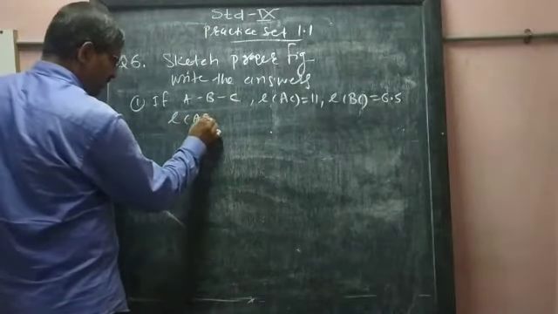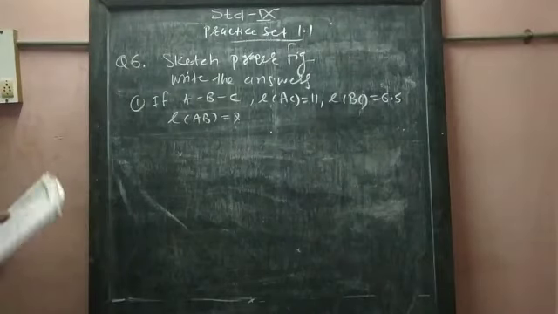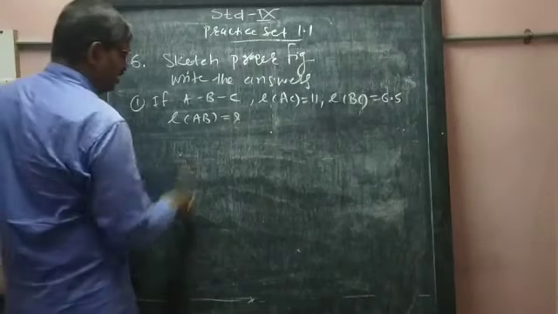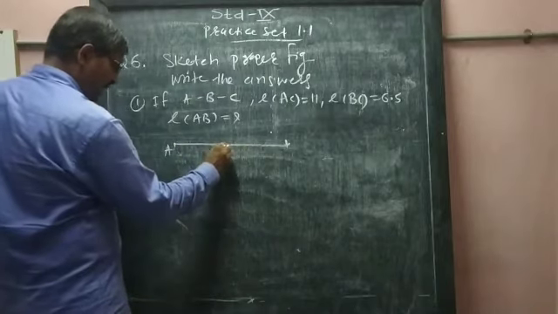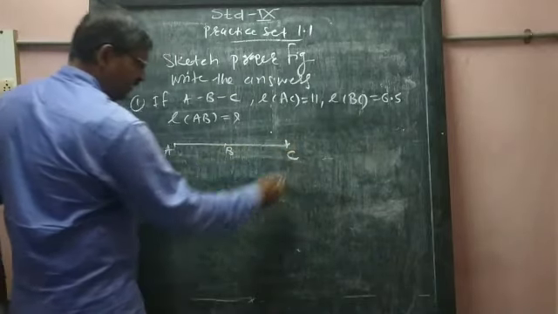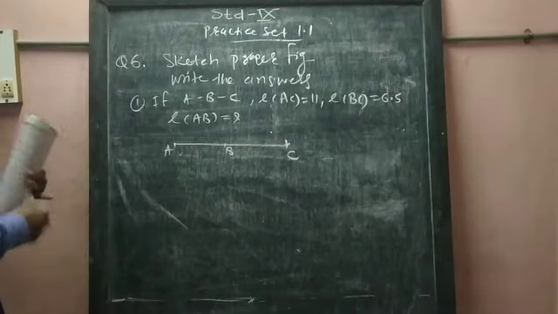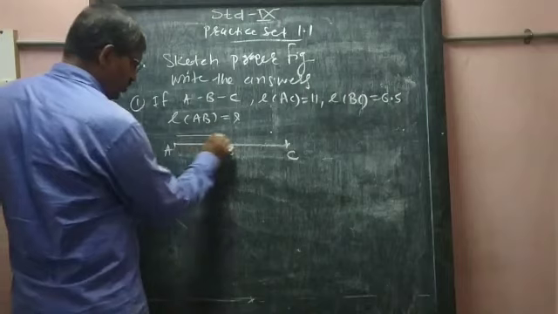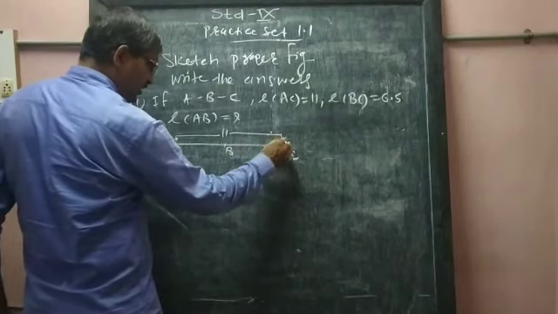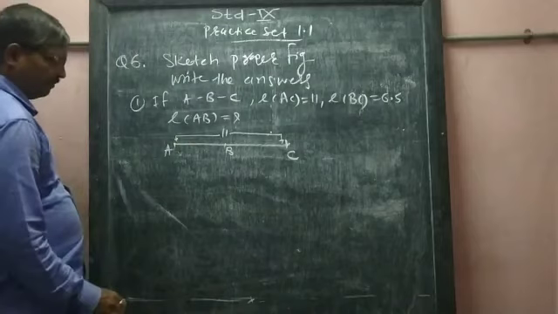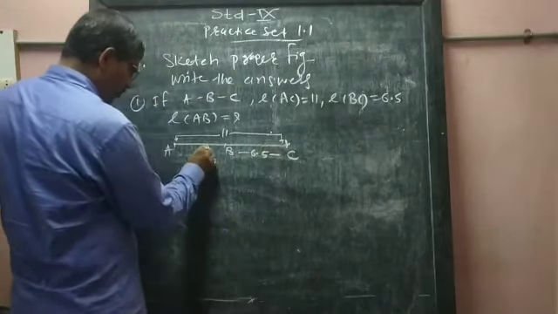AB is equal to question mark. A between B between C means correspondence between them is given. Here it is A, here it is B, and here it is C. However given, like that you should find. AC is given to you as 11, the distance from A to C is 11. BC is given 6.5. You should find AB.